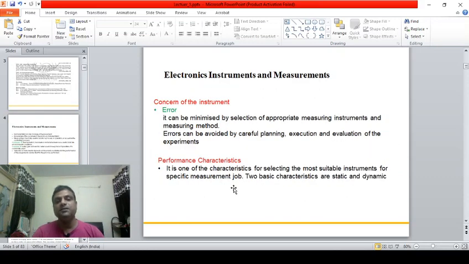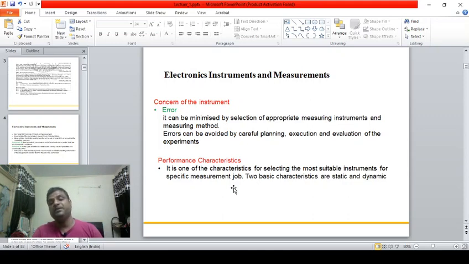What are the basic concerns of instruments? If we use an instrument for a particular measurement, our concern is the error. If you measure with any instrument, there is a standard value and there is a true value. In measurement, we try to get the true value equal to the standard value. If there is a difference between the true value and the standard value, then the difference is called the error. It can be minimized by selection of appropriate measuring instruments.